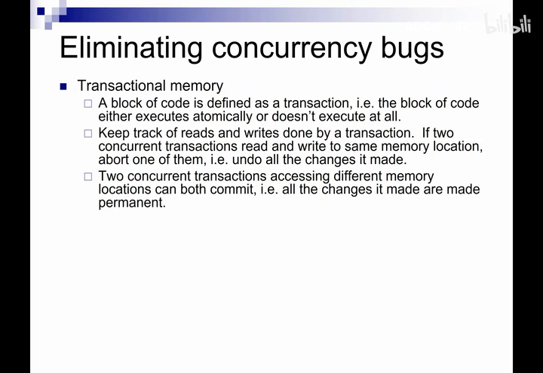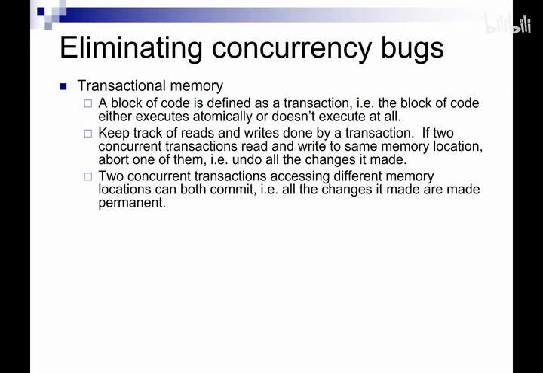Also, when you abort a thread, you're going to undo all the changes it made. Because a transaction can consist of multiple actions, you could have two threads that have done a number of different actions, and then they both try to access a common memory location. Then you have to abort one of the threads, but you also have to undo all of the previous actions it did.